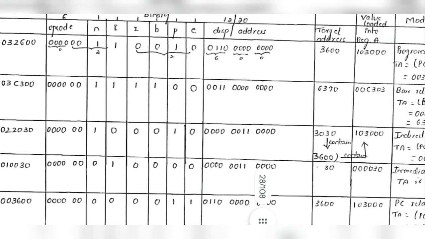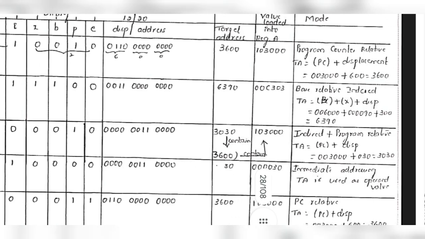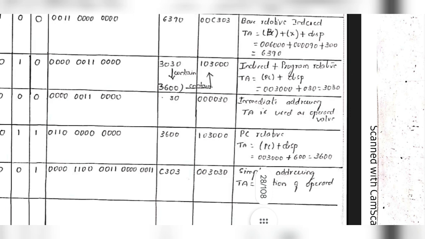The next one, here we have the last 2 bits as 1. So let's see what the last 2 bits are. It's P and E. E is 1 means it's format 4, and P is 1 means it's PC relative. So in PC relative we will be having these things. In PC, the value given is 3000, and 600 is from the displacement, so it is 3600.